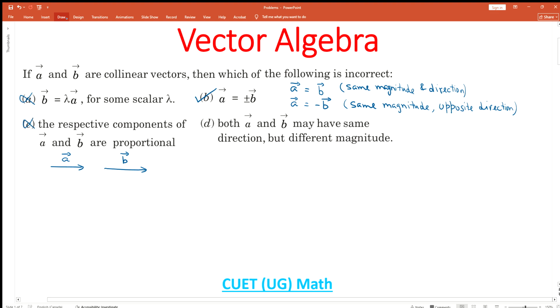In option D, we are given that both vectors A and B may have the same direction but different magnitude. That is true. It is possible for vectors A and B to be of different magnitude. We are given that vectors A and B are collinear. The concept of collinear vectors is only based on their direction, not on their magnitude. So the statement in option D is true. So option D cannot be the answer. So the answer is option B. So these are the steps you have to keep in mind to answer this question.